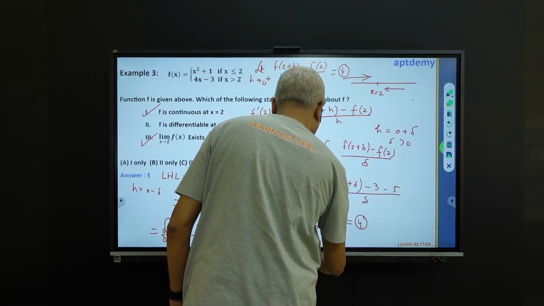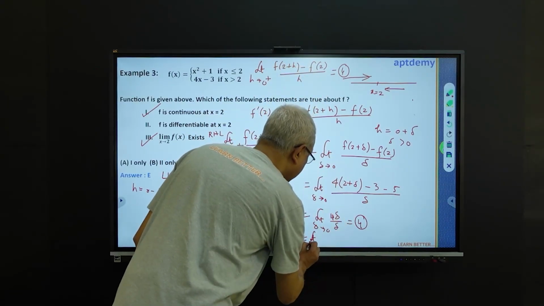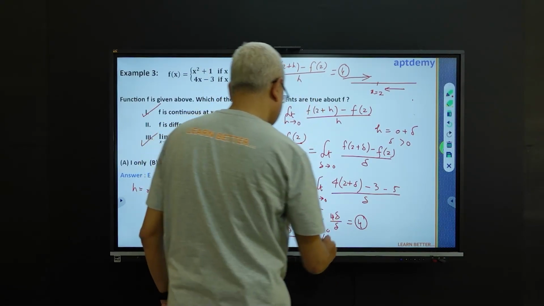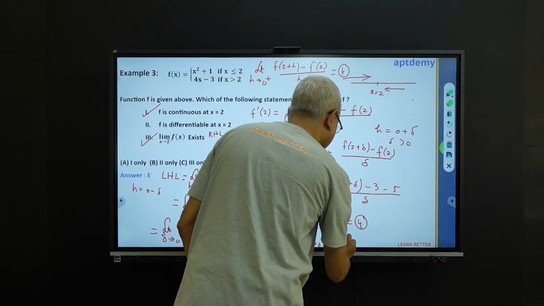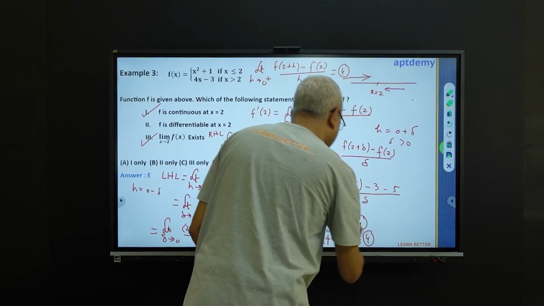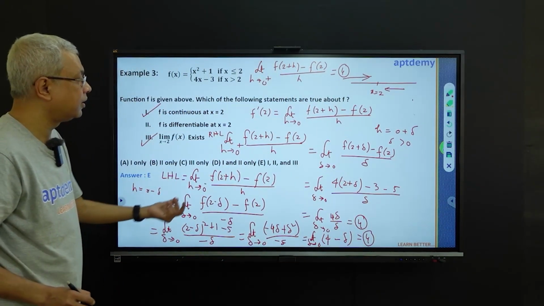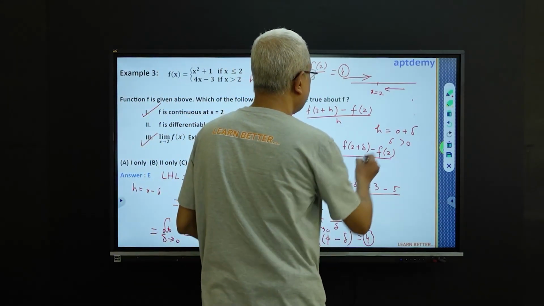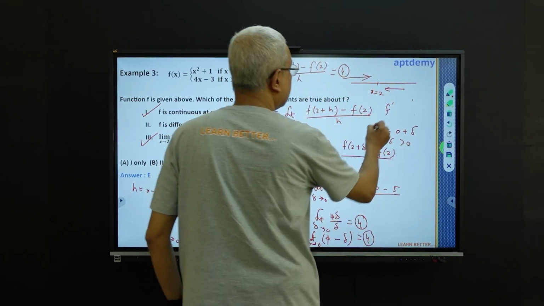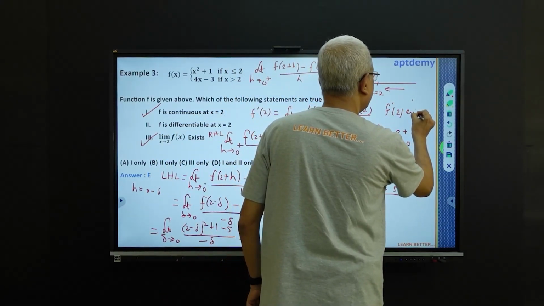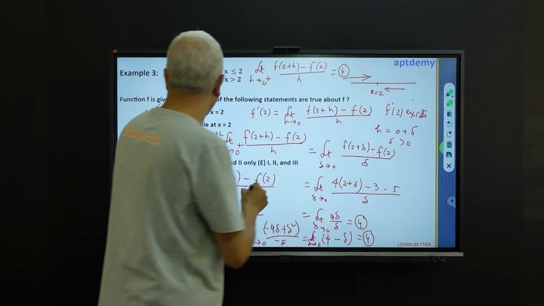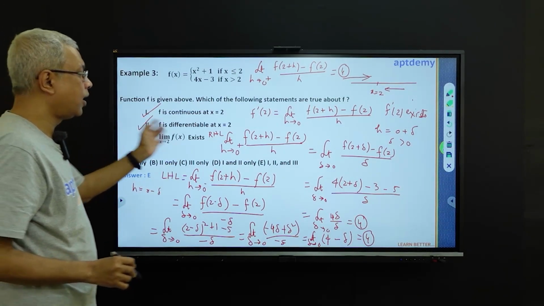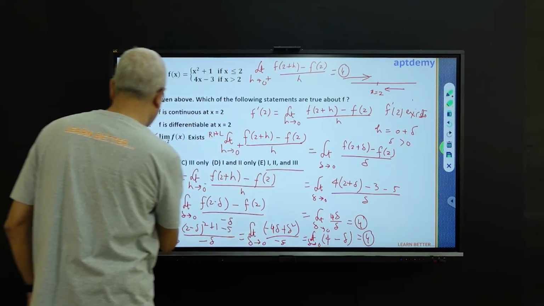So it becomes actually limit delta approaching 0, it is 4 minus delta. Again it is 4. So both right hand limit and left hand limit in respect of this limit, they are equal. Therefore, f dash 2 exists. Therefore, f is differentiable at x equal to 2 also. Therefore, 1, 2, 3 all are correct, and therefore the correct answer is E.